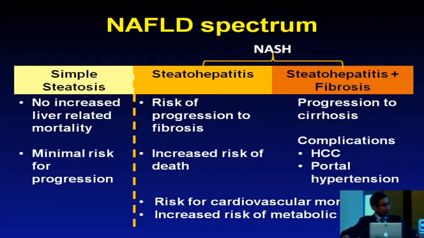And non-alcoholic fatty liver disease has a spectrum of simple steatosis, in which there is just fatty change, and the risk factors are similar to a general population who does not have a fatty liver. And there is very minimal risk for progression into liver fibrosis. And the second part is the non-alcoholic steatohepatitis, which can have inflammation with or without fibrosis, and both of these have risk of progression to fibrosis and cirrhosis, and these are the ones which have increased risk with cardiovascular morbidity as well as metabolic disease.